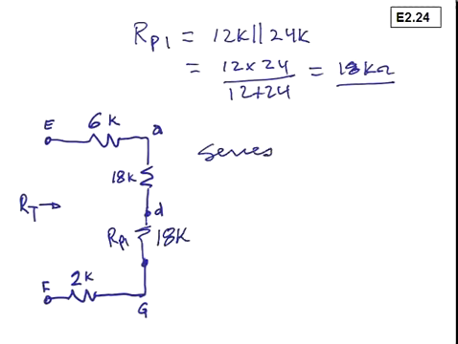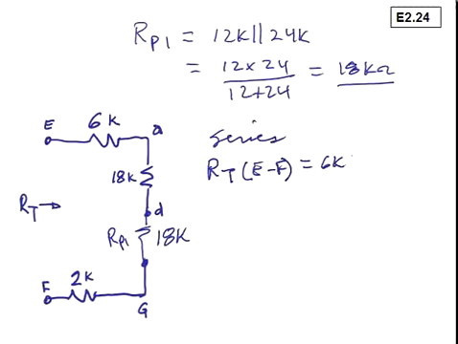Now we have a simple series connection of resistors, and R sub T, the total resistance between nodes E and F, is equal to 6K plus 18K plus 18K plus 2K.